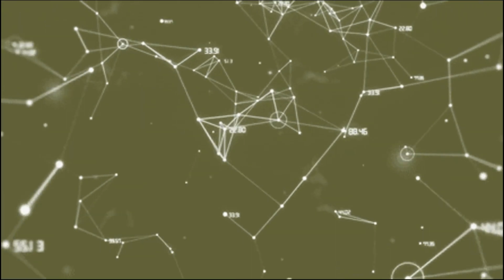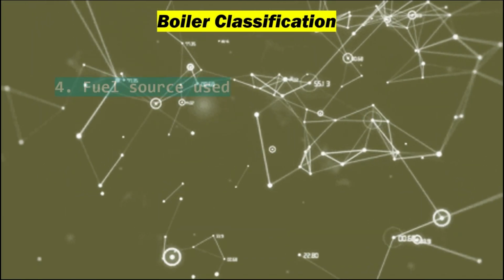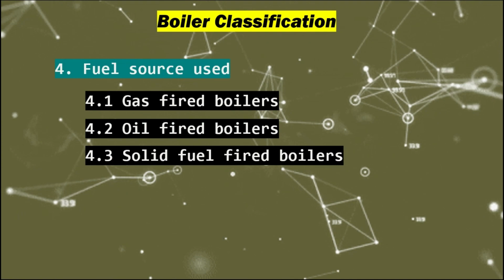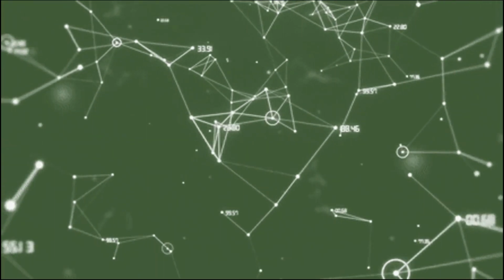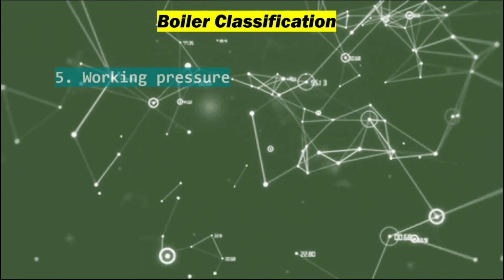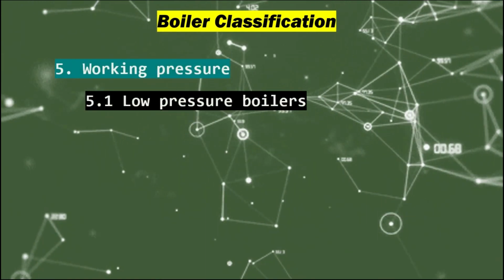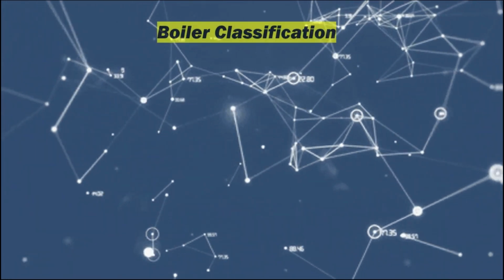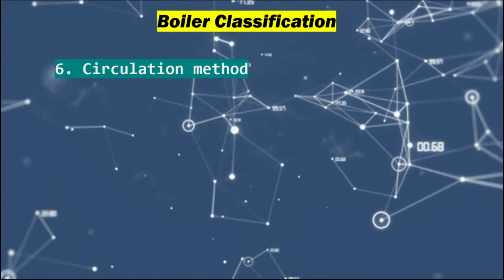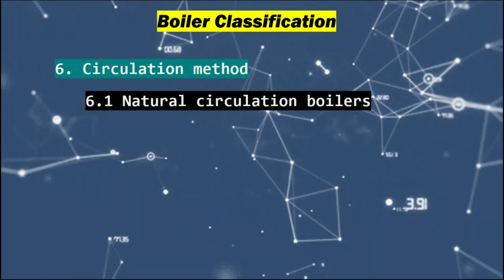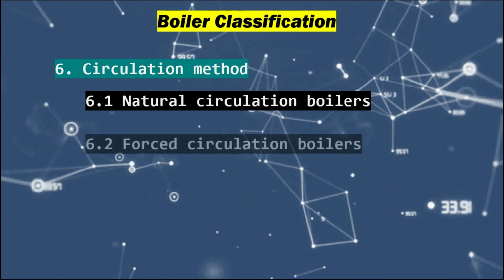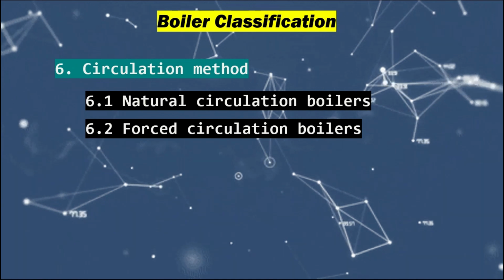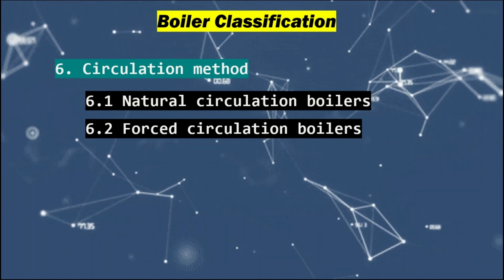In the fuel type classification, we classify the boilers based on the fuel types that are used, like gas, oil, and solid fuel. We can also classify boilers based on the working pressure conditions of the boilers, like low pressure and high pressure types. In this classification, the circulation methods of the hot water inside boiler systems are used to distinguish them. We have natural circulation boilers, where the flows are designed based on natural features, while forced circulation boilers use external equipment such as water pumps to force water flow in certain design directions.